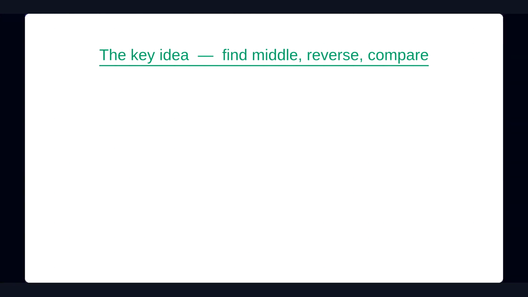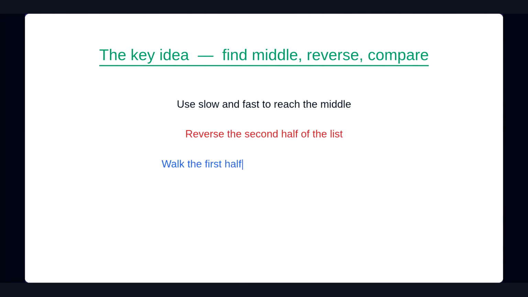Here is the plan. First, we use the slow and fast pointer trick to reach the middle of the list. Then we reverse the second half in place, flipping its links backward. Now we have the first half going forward and the second half going backward, both starting from the two ends. We walk them together, comparing values. If every pair matches until we run out, the list is a palindrome. If any pair differs, it is not.